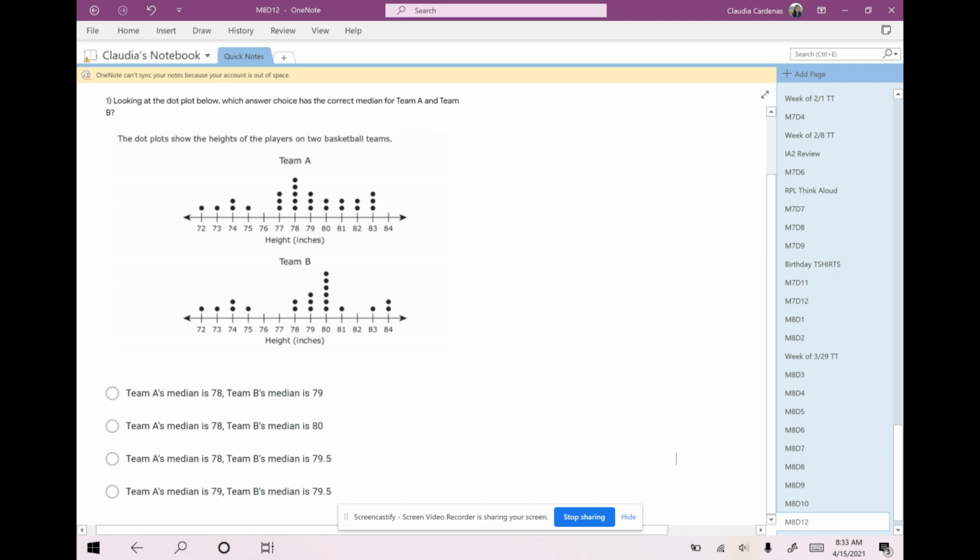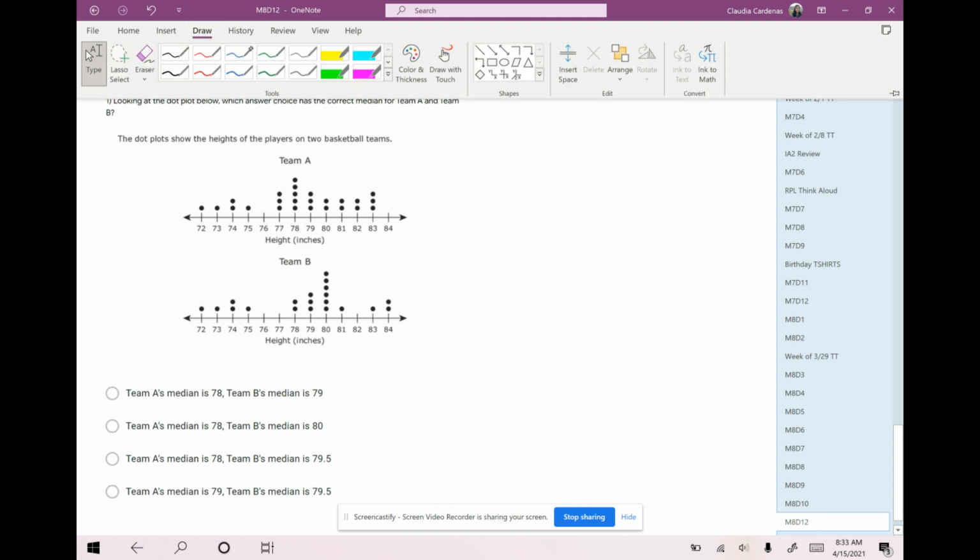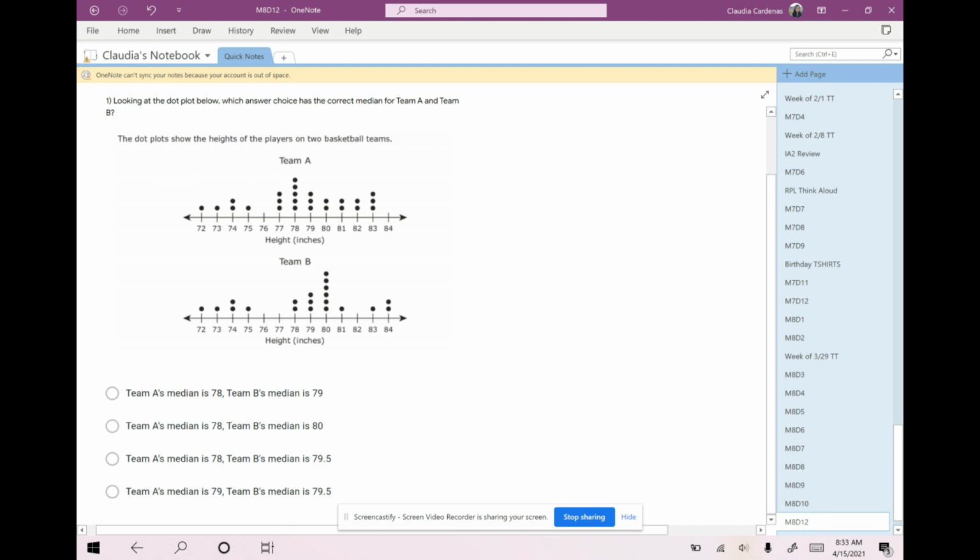So we have dot plots that show the heights of players on two basketball teams, Team A and Team B. If we're really focusing on median in this question, we could go through and use our strategies from yesterday when we looked at that lesson specifically on median. However, because in 7th grade we usually see questions that are comparing data displays, we need to come up with a way to compare data displays no matter what the question's asking, because these answer choices may not include median. They may actually include other things.